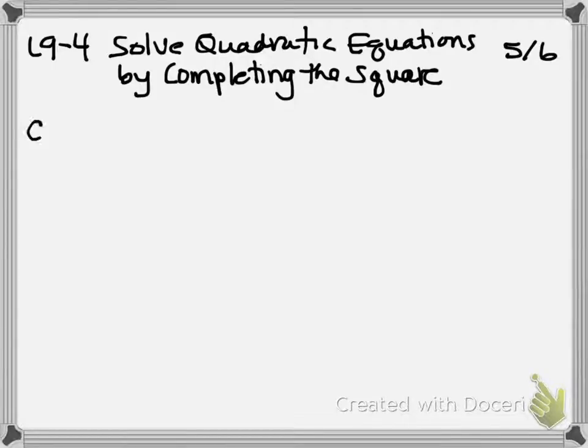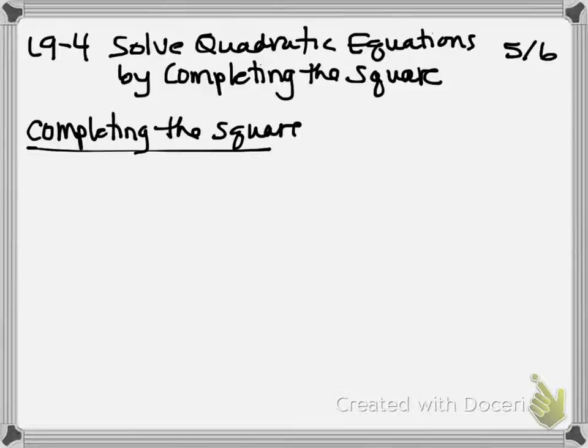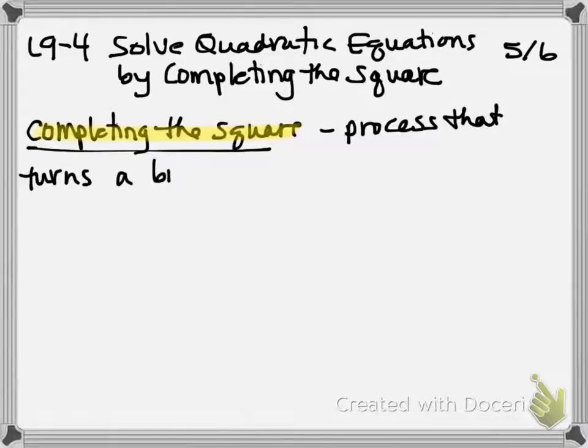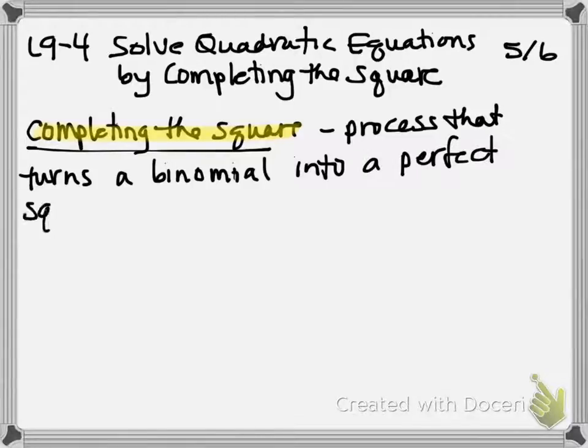So basically, completing the square, it's a process that turns a binomial into a perfect square trinomial.